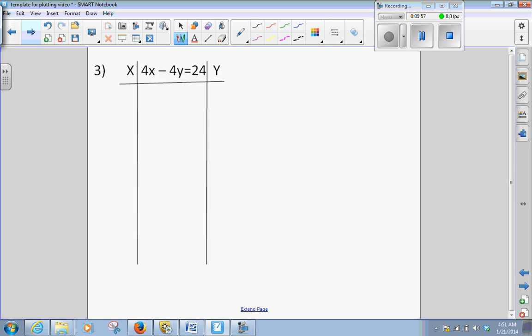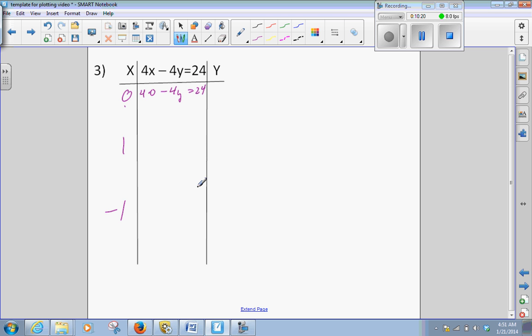So that's what I'm going to do here, although you don't have to do it the same way that I'm doing it. I'm going to choose some easy ones like 0 and 1 and -1 because I just think that's going to be a little easier. So instead of 4 times x, I'm going to do 4 times 0 minus 4y is equal to 24.